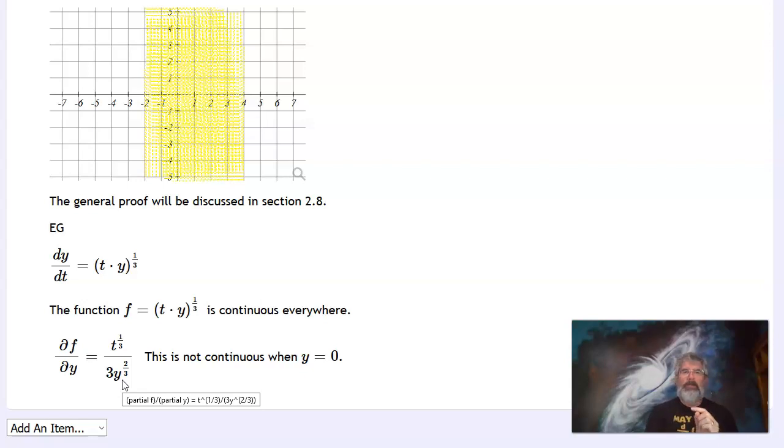The book gives an example very much like this one. Instead of t times y to the 1/3, they just talk about y to the 1/3. And they show how they can get multiple solutions all passing through the same point, which seems odd because the uniqueness theorem says there's only one solution. However, the y value of the initial condition is y equals 0, which is on a spot where this function is not continuous. No, the function is continuous, but the partial derivative is not continuous. And so the theorem doesn't even apply.